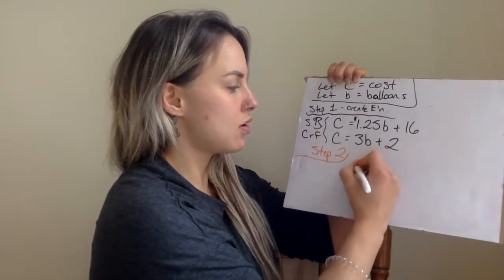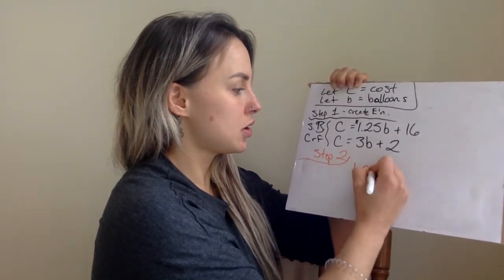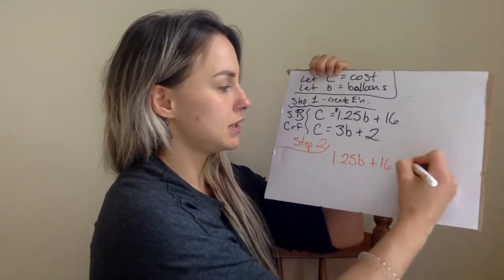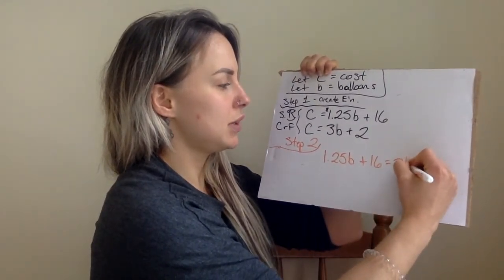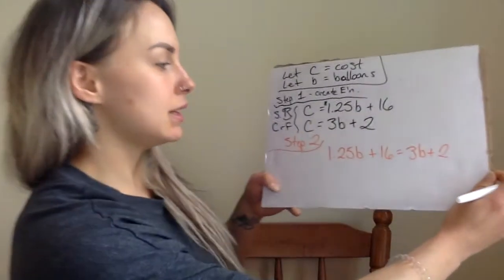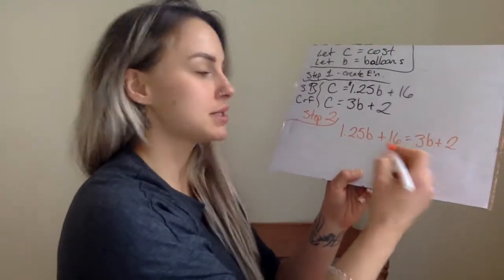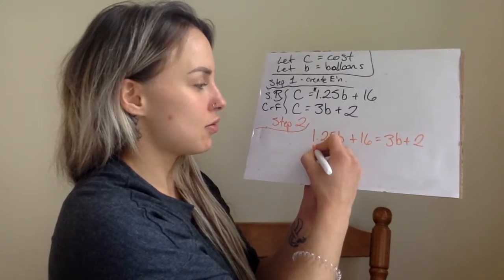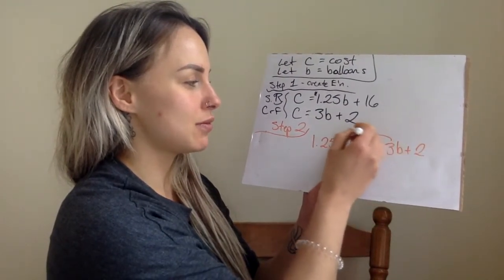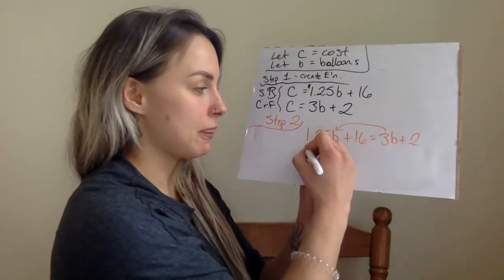So let's go $1.25b plus 16 equals 3b plus 2. Okay, and then we got to do the mathing to figure out what b is. So we're going to bring this 3 over to the other side because we want the b's together. Okay, so we need the variable together.